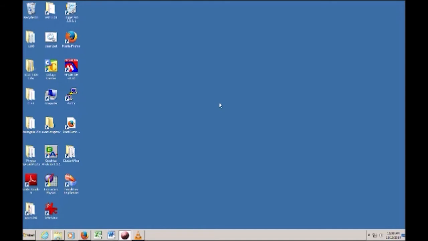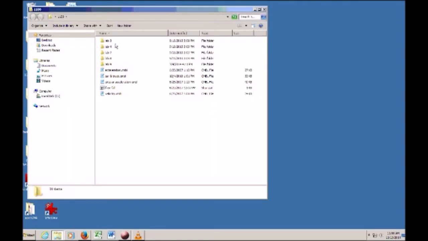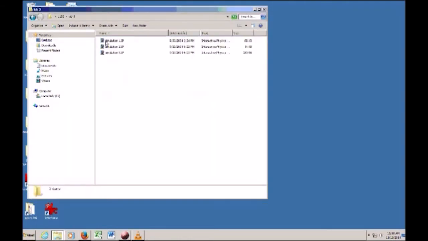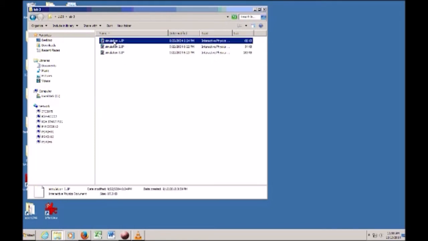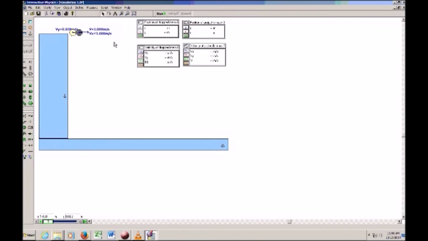So now you're ready to look at the 3 simulations for this experiment. As usual, you go over to the 1100 folder on your desktop, and you double-click that, and this week you go into the Lab 3 folder. You'll find 3 simulations there. You're going to play all 3 of those. So I'll click on the first one to open it up.